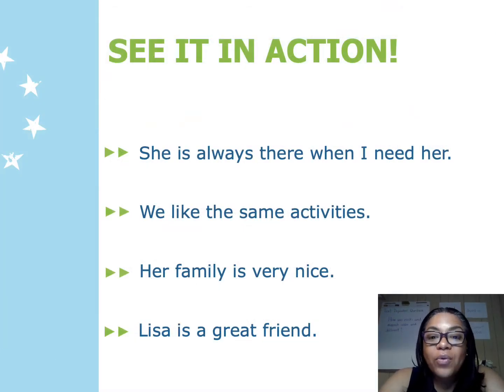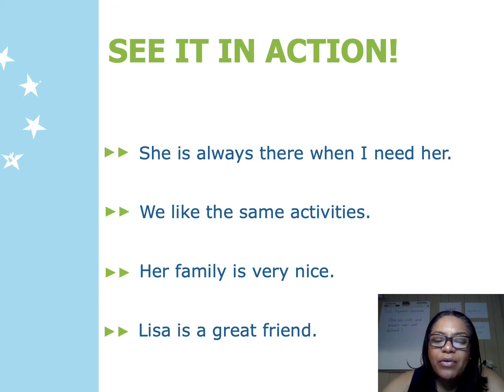Okay, here are 4 sentences. Read them out loud with me. If you need to, put your finger on the green arrow of the first sentence. You ready? Let's begin. She is always there when I need her. Next sentence. We like the same activities. The next sentence, let's read it together. Go. Her family is very nice. And the last sentence, let's read it together. Lisa is a great friend.